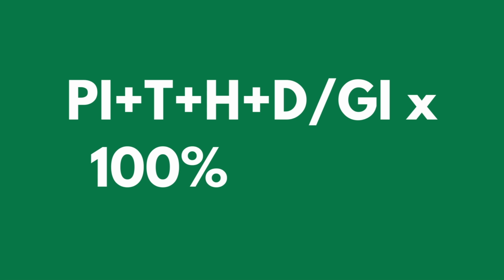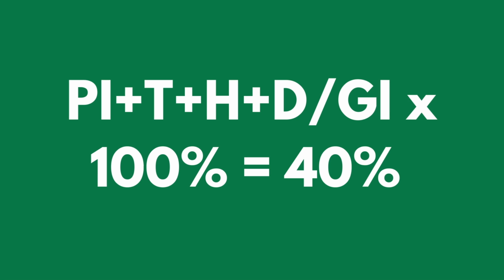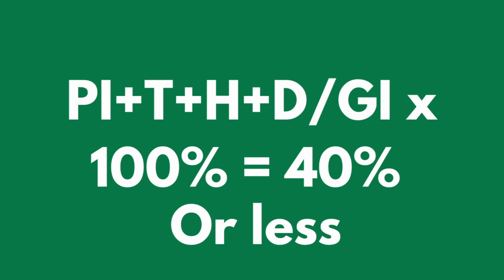That number is then multiplied by 100. Your amount should be no more than 40%. And this is because, again, lenders don't like to see that you're spending more than 40% of your gross income on shelter and non-shelter needs.